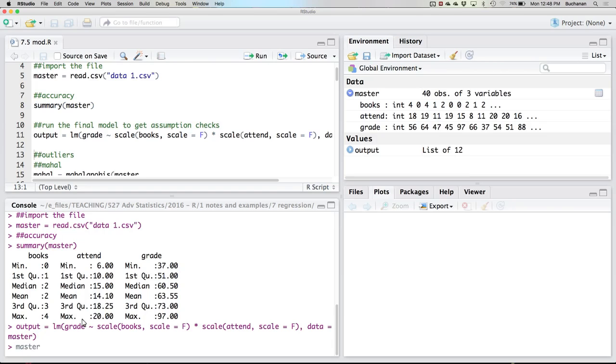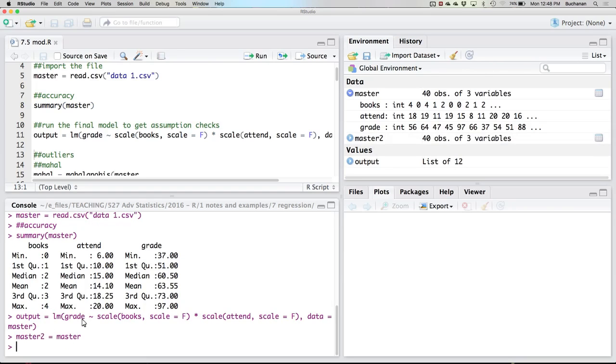If you scaled them in the data set, what was that? Oh my God. If you scale them in the data set, it looks different. Let me show you. That was intense, is what that was. True story.